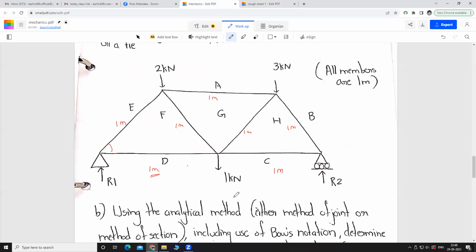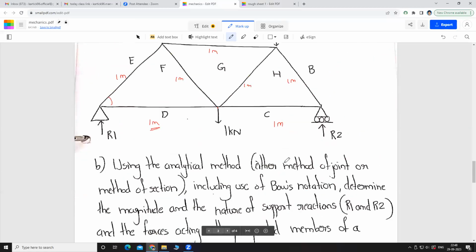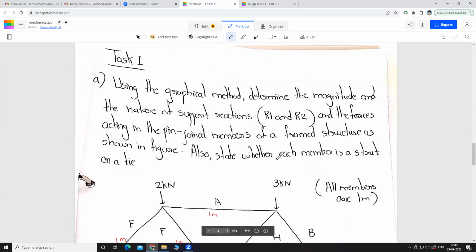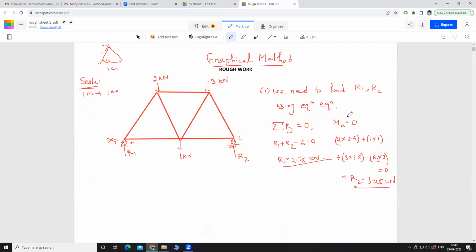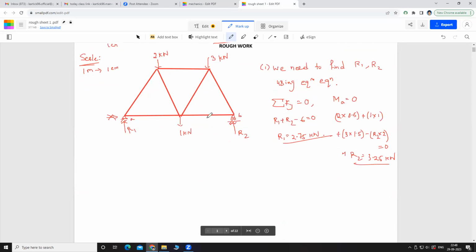So the reactions you need to find out using the equilibrium equations. Instead of R1, R2, now we can write our values.